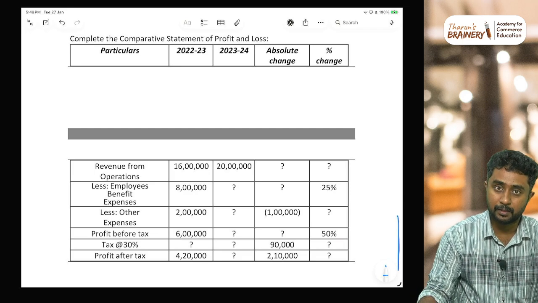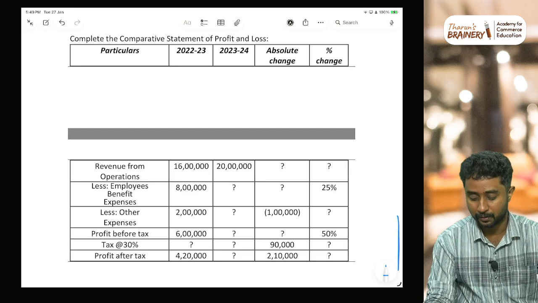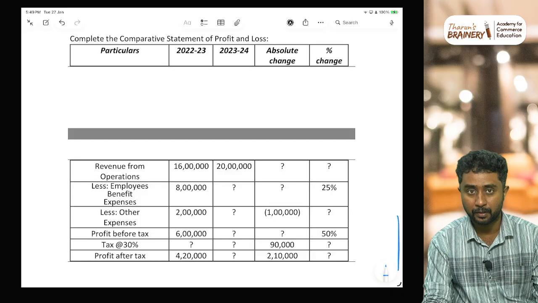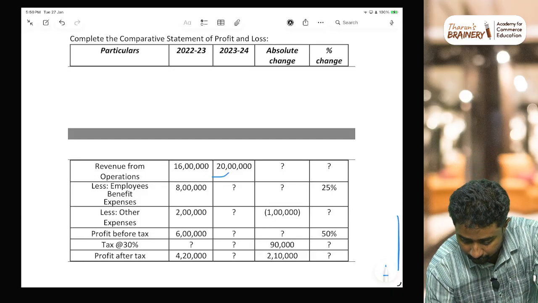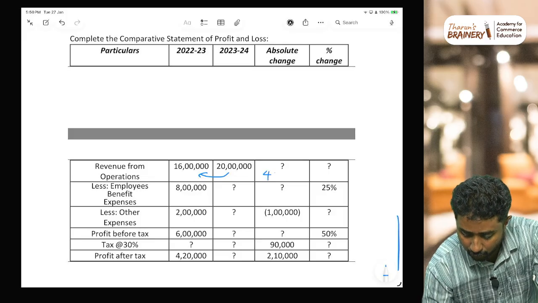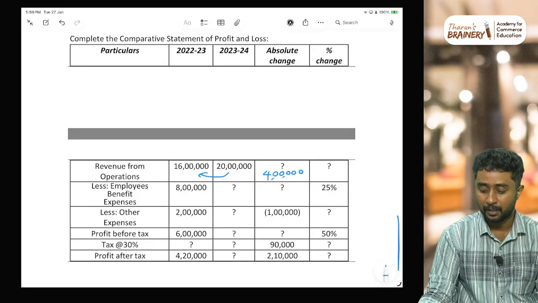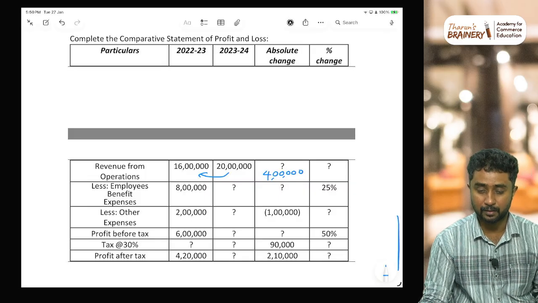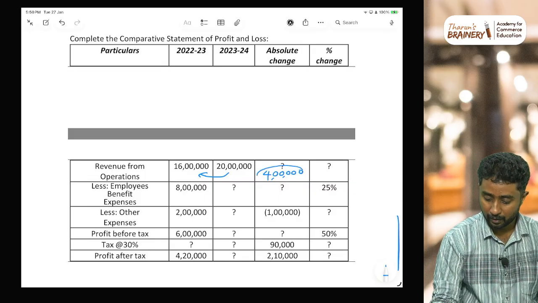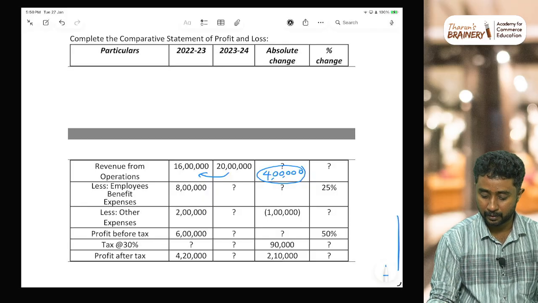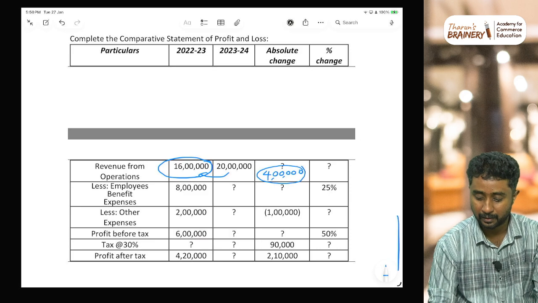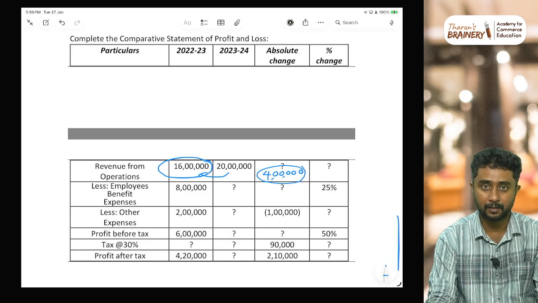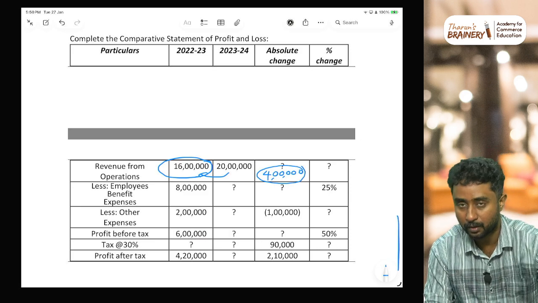So when it comes to absolute change, you know already the formula. What is the formula? Current year value minus previous year value. That means 20 lakhs minus 16 lakhs, you will be getting 4 lakhs. Percentage change, what is the formula? Absolute change, whatever value you got there, divided by the previous year value, which is 16 lakhs, into 100.